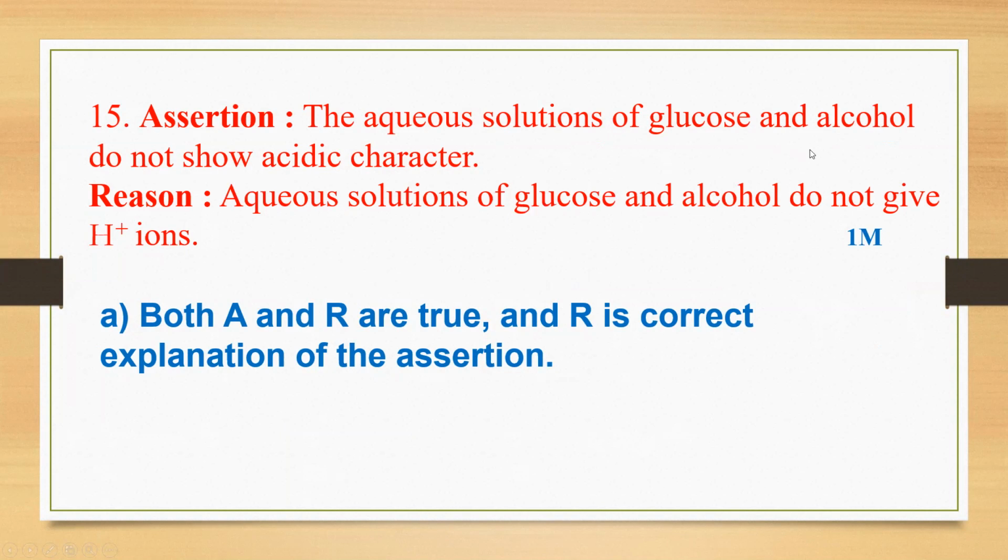Even though alcohol has an H and glucose also has many H, they are not going to produce H plus ions. Here, you know that the functional group of alcohol is OH. If there is a possibility, alcohol may produce OH minus ions, but they are not going to produce H plus ions. The answer will be A. Understood? Let's move to another question.